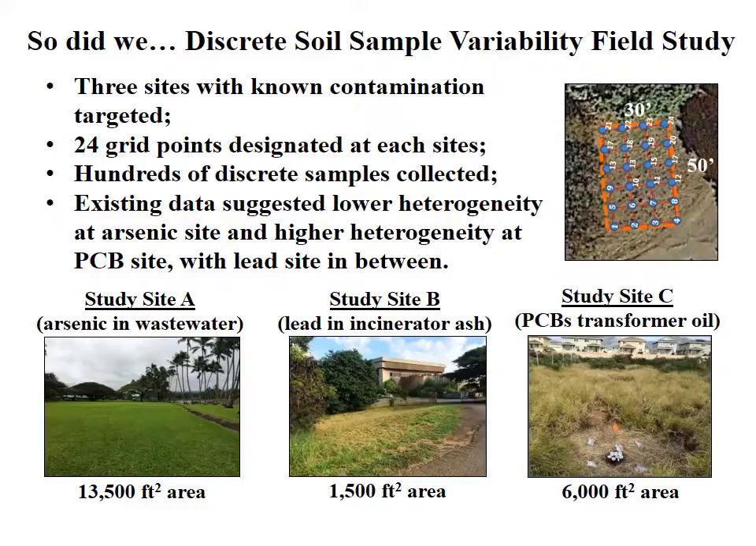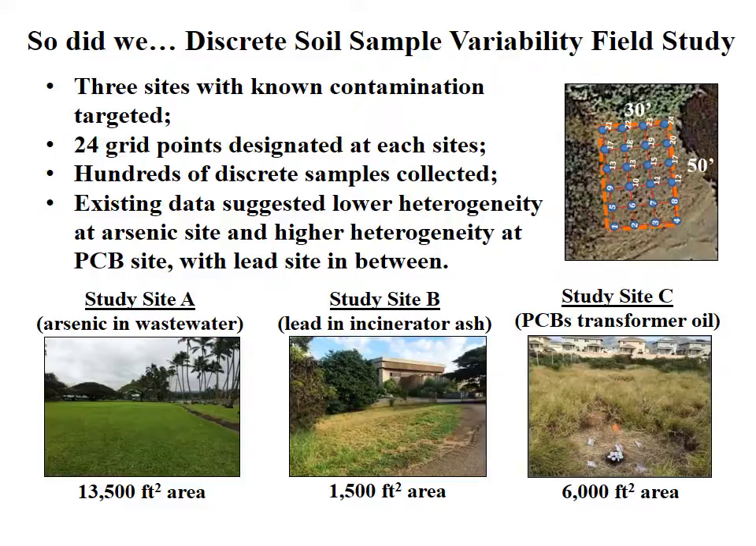The 3 sites we selected: study site A was a site known to be contaminated by arsenic in wastewater and very fine-grained soils. We already had data at this site suggesting heterogeneity was fairly low, especially in comparison to other sites. Study site B was a site contaminated by lead from incinerator ash that had been mixed with fill material and spread out around the incinerator itself.